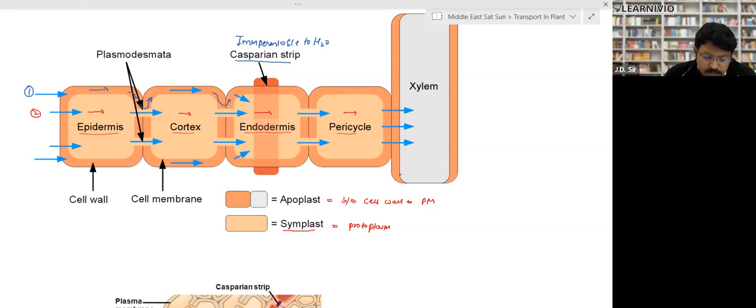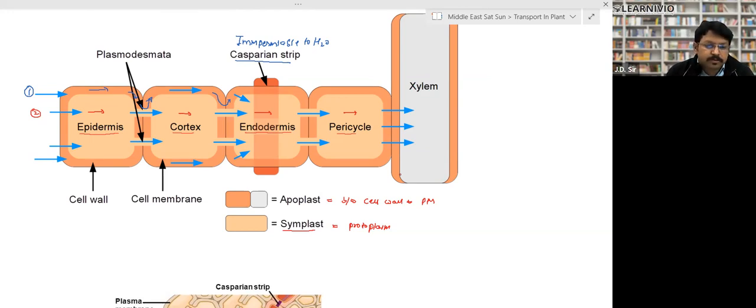In the same paragraph, this pathway is interrupted at the endodermis, which has the Casparian strip. Full stop.